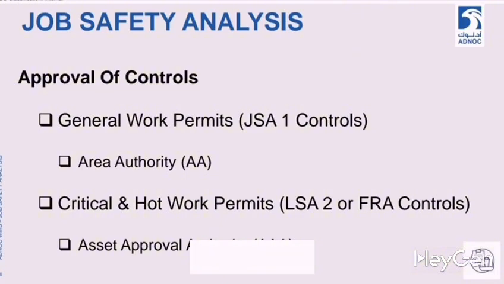Conversely, if we need to perform any critical or hard work, we must have JSA Level 2 or FRA controls in place. For its approval, we need the Area Approval Authority. Authorization will be required from them. Only after approval can we resume or start the job on the critical and hard work permit, which will be used for high risk and medium risk activities.